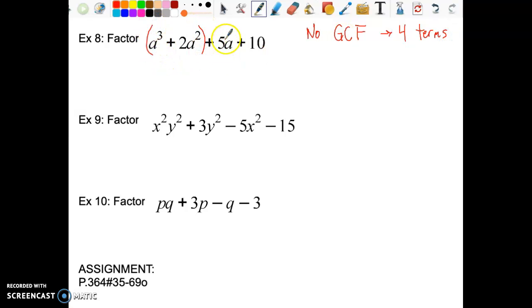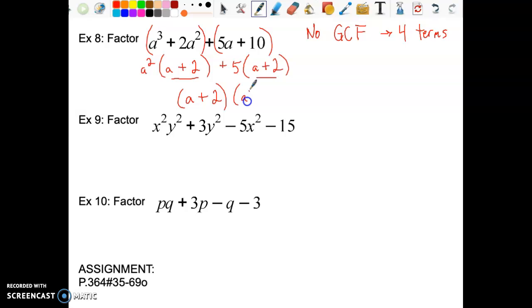So as I'm looking at this first group, the greatest common factor there is a squared. And what's left over is a plus 2. And if you look at the second pair, greatest common factor there is 5. Left over with a plus 2. And that's how you know you're doing it right, is when what's in the parentheses is exactly the same, so you write that once. And your leftovers is a squared plus 5. That's your final answer.